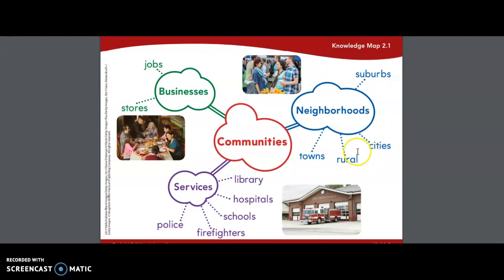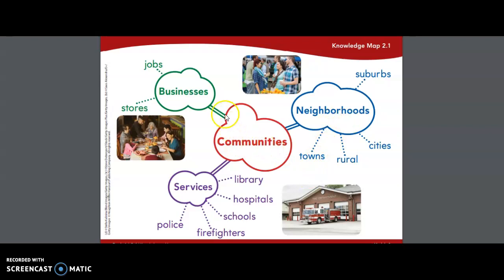as well. I can also think of rural, which means kind of like farmland. So you'll see a lot of open spaces and more farmland. And there are some farmhouses out there, or just regular little houses out in the country. I also think of towns in the neighborhoods.